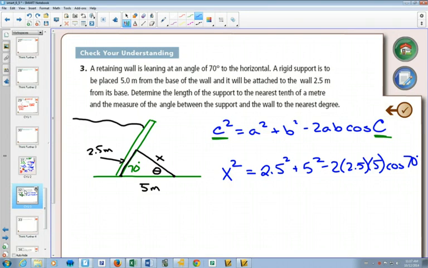We can type this into our calculator all at once. 2.5 squared plus 5 squared minus. And we get x squared is 22.7. So square rooting that, 4.76. Does it ask to the nearest tenth? So it'll be 4.8 meters.